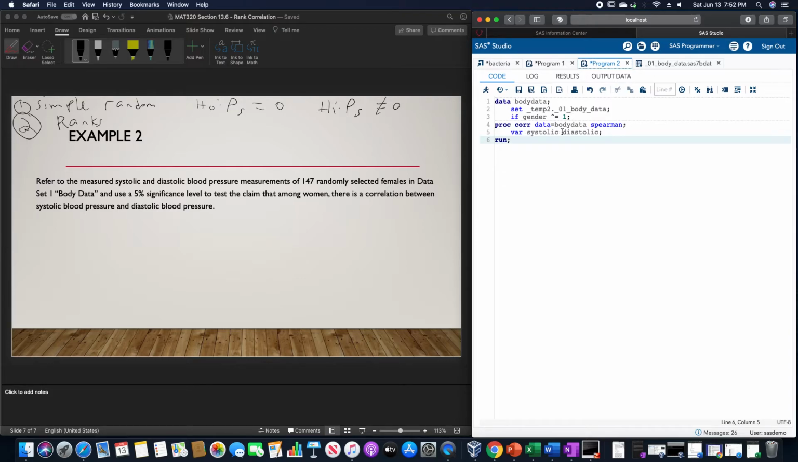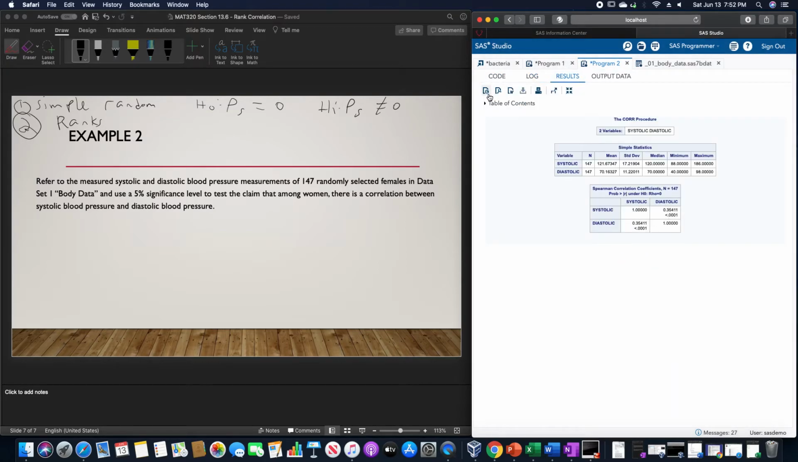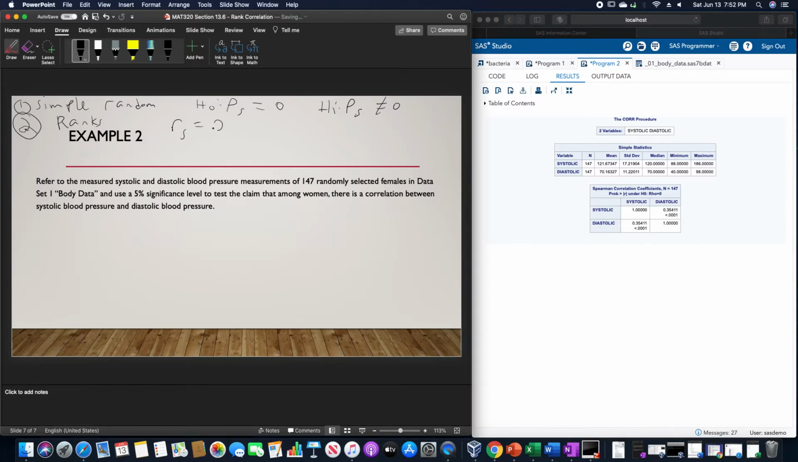Proc corr data is equal to body data, Spearman, var systolic and diastolic, and then run. There's a space between those two variables. When we do run it, this time it only gives me the Spearman, which is exactly what we want. It gives us the rank correlation coefficient as 0.3541 with a p-value less than 0.0001.